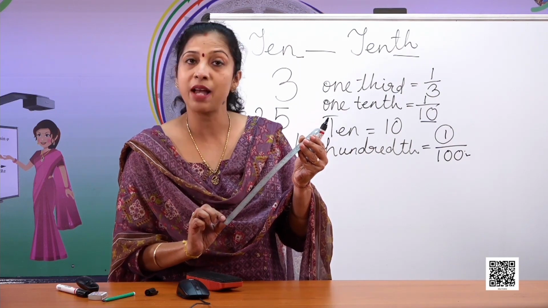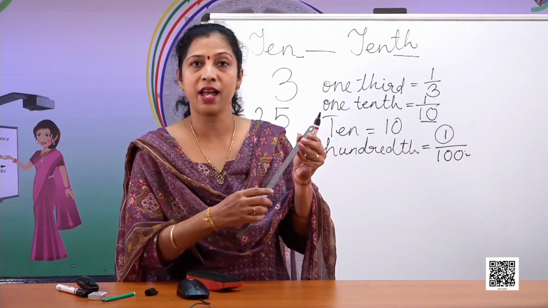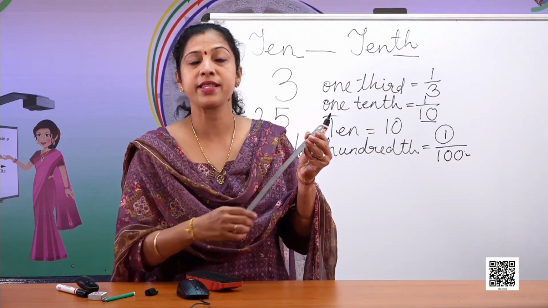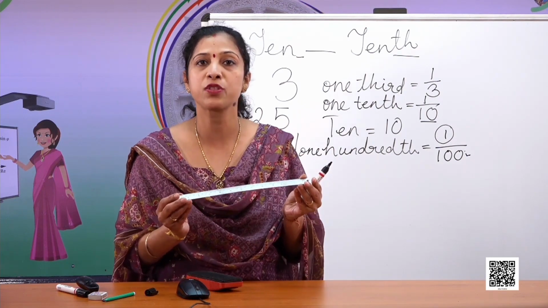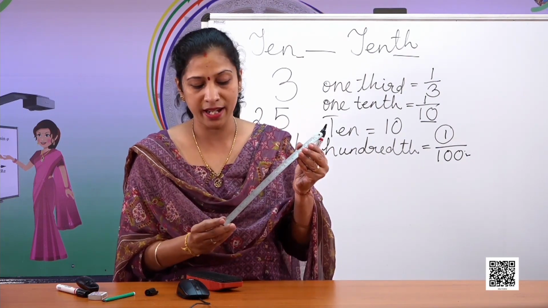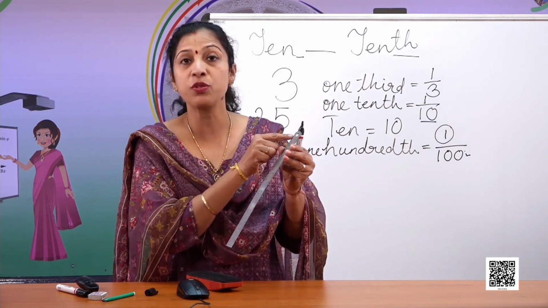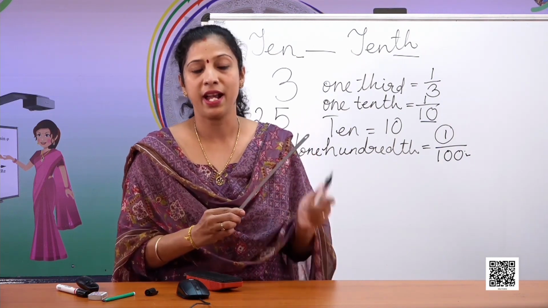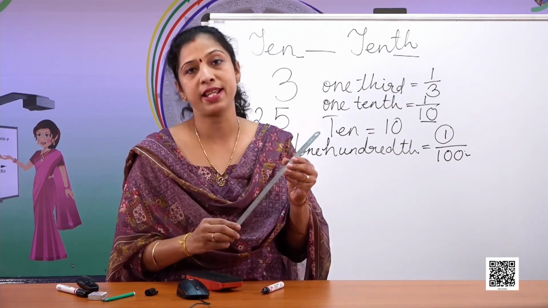The side which is having the smaller marking is the centimeter side, and the side which is having the longer markings, that is the inch side. This is a bigger scale. You must be using the smaller scale. The bigger scale has 1 centimeter, 2 centimeter, 3 centimeter up to 30 centimeter. And the smaller scales, they have length up to 15 centimeter.